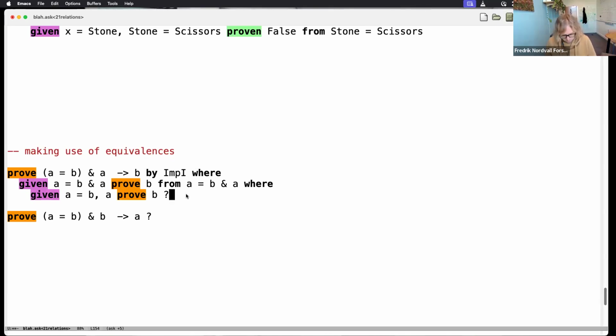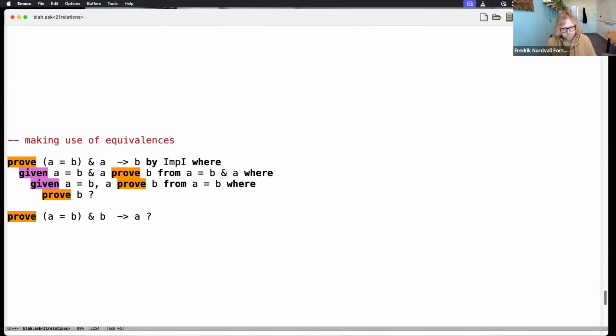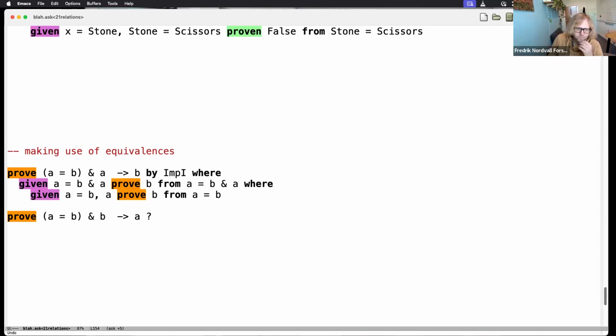We are given A and we're asked to prove B, but we know an equation, and one side of it is a variable. So we can rewrite with it. I say from A equals B. And that turns out to have been a bad move. In fact, the equation affects only the goal, and there's no A in the goal. There's a B in the goal. So what I should have done was from B equals A.